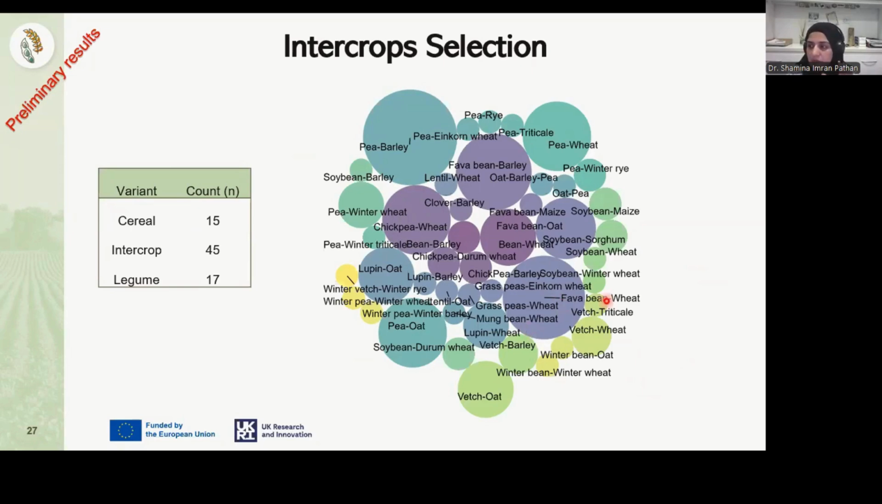we looked at what the selected crops by the farmers were. So we found 15 different varieties of cereals were selected, and 17 of legumes, and different combinations of these varieties were used. And in the end, we have almost 45 different kinds of intercrops used in these 140 trials.